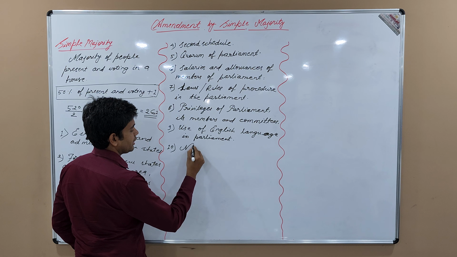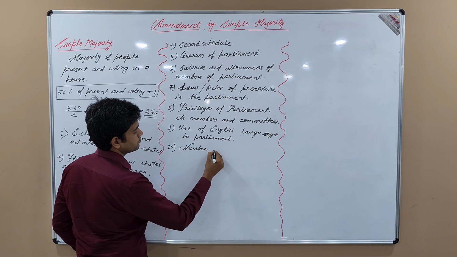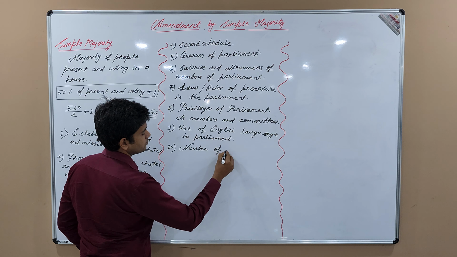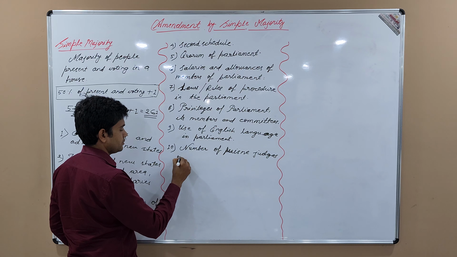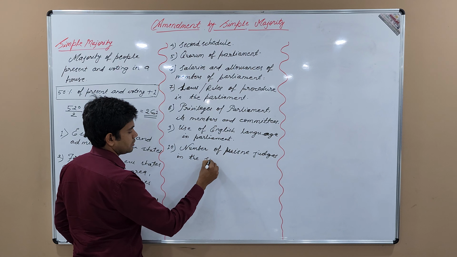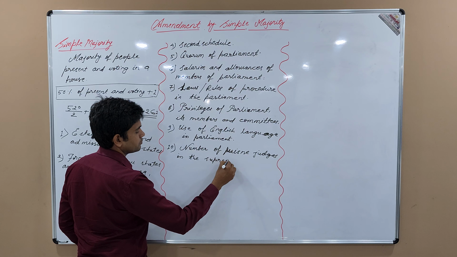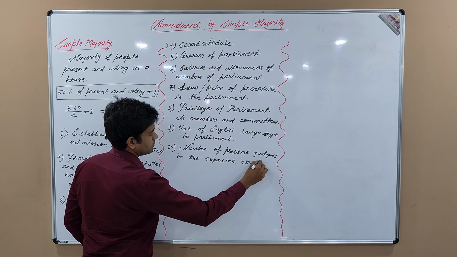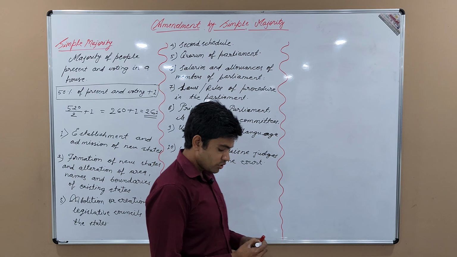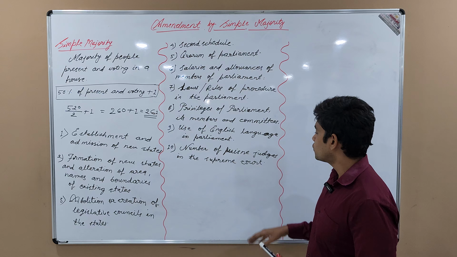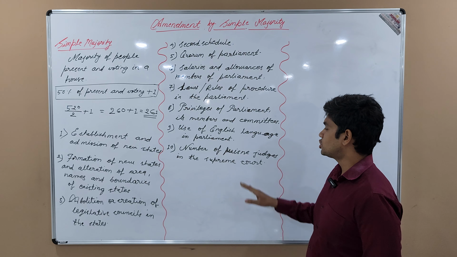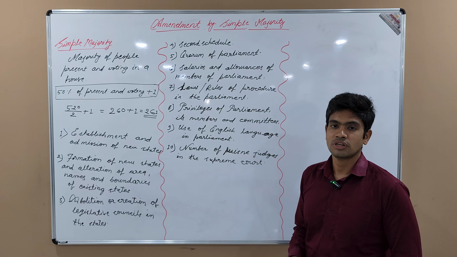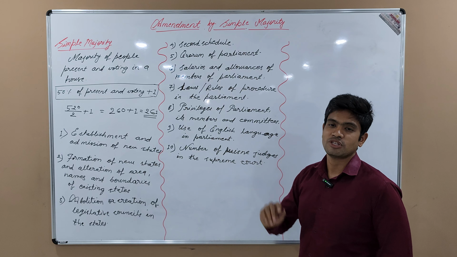10th. Next one is number of puisne judges in the Supreme Court. So when I say puisne, I mean the junior judges. So how many junior judges will be there in the Supreme Court? It is also decided by the simple majority.